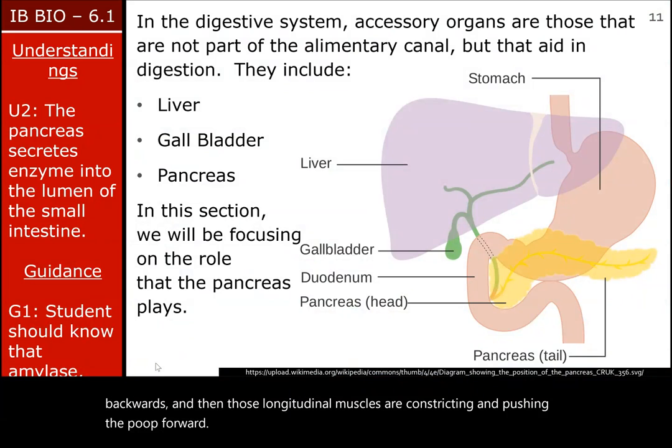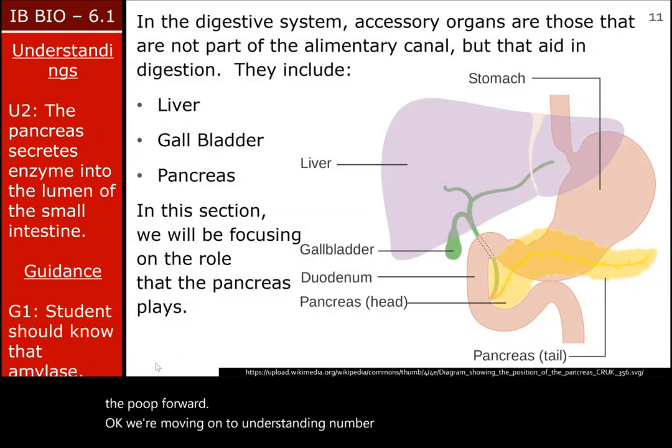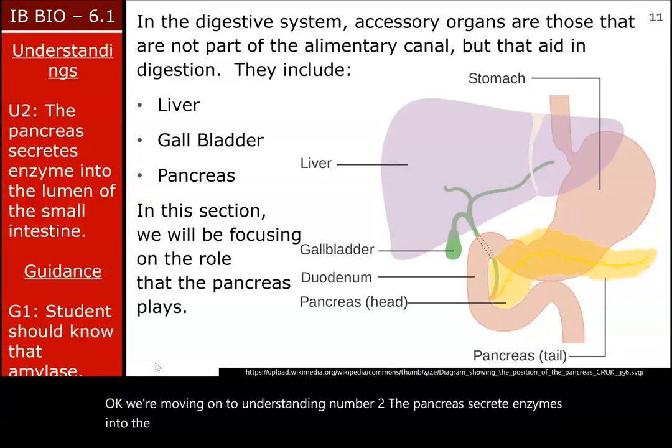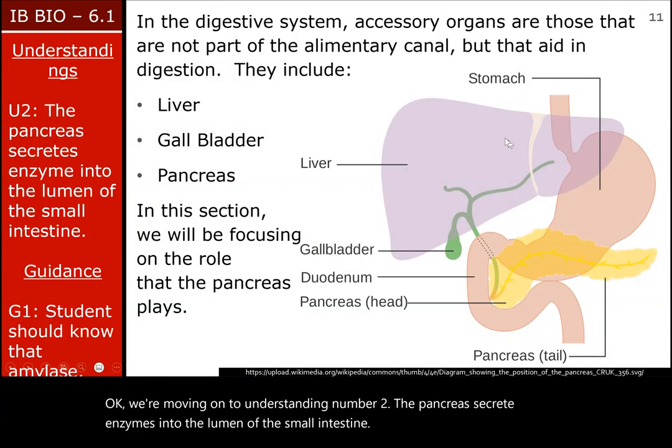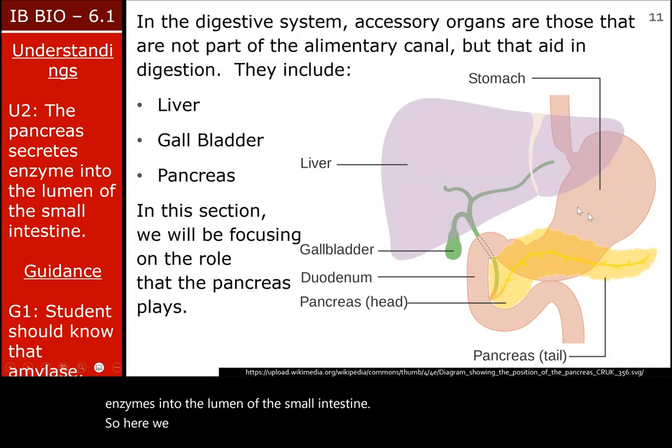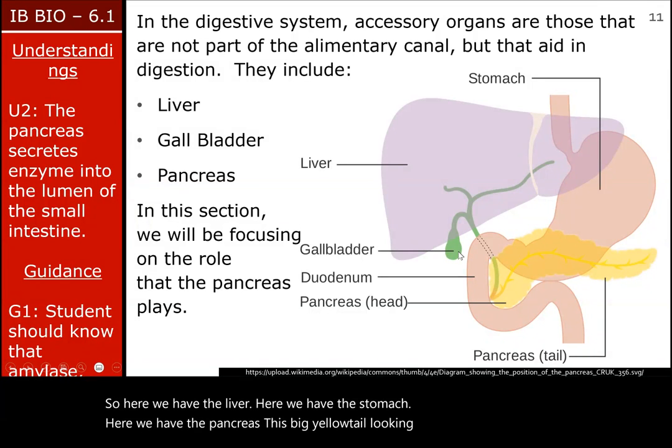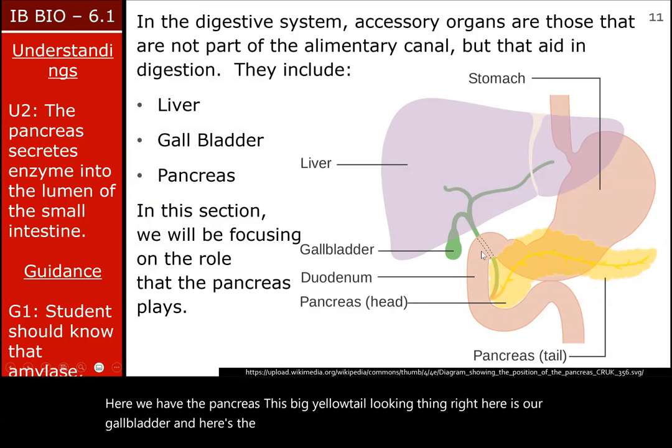Okay, we're moving on to understanding number 2. The pancreas secretes enzymes into the lumen of the small intestine. So here we have the liver, here we have the stomach, here we have the pancreas, this big yellow tail looking thing, right? Here's our gallbladder, and here's the duodenum. And the duodenum is really just the connection where everything connects into the small intestine.